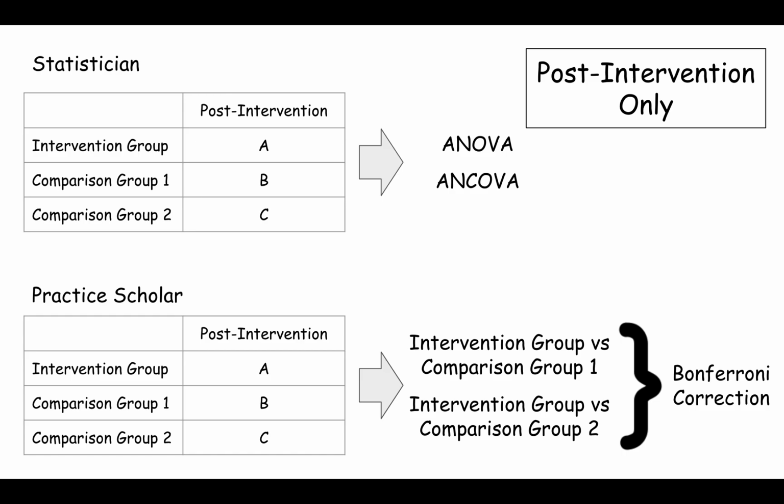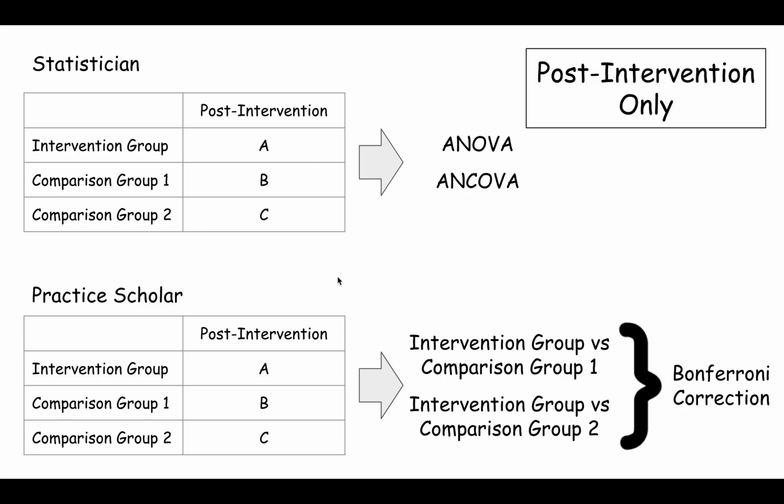So if you only have post-intervention data, your data would look like this outcome table, where you've got the intervention group and multiple comparison groups, and to make all of these comparisons, they would do an ANOVA or an ANCOVA and find out if there's some statistically significant difference within these groups. They're essentially doing all pairwise comparisons.